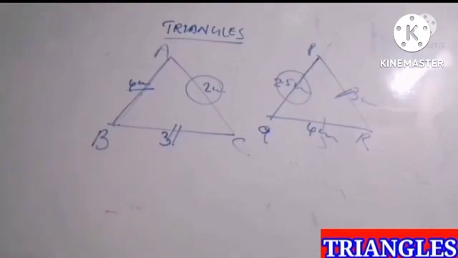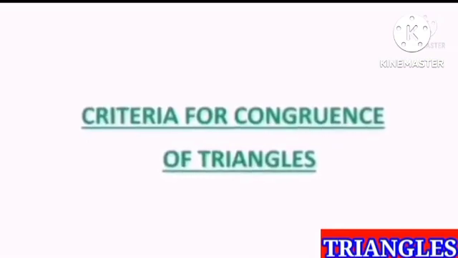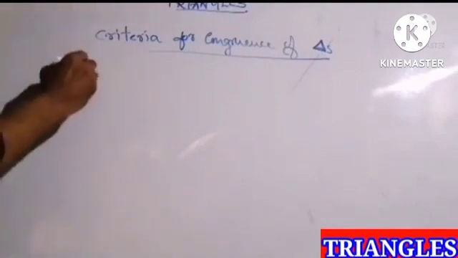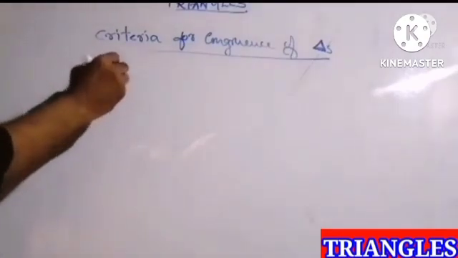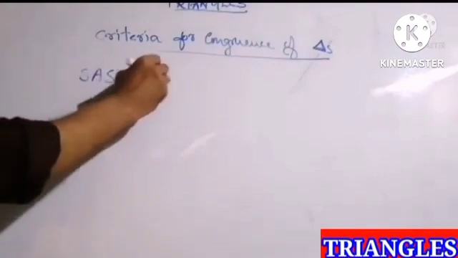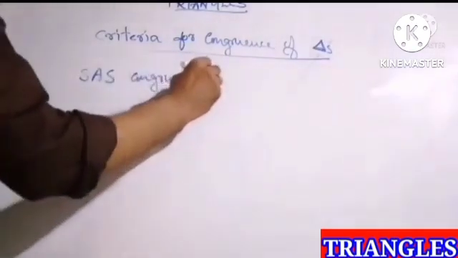Criteria for congruence of triangles. There are 5 criteria between two triangles. The first one, I think you have already studied about these congruencies. The first one is the SAS congruence rule.